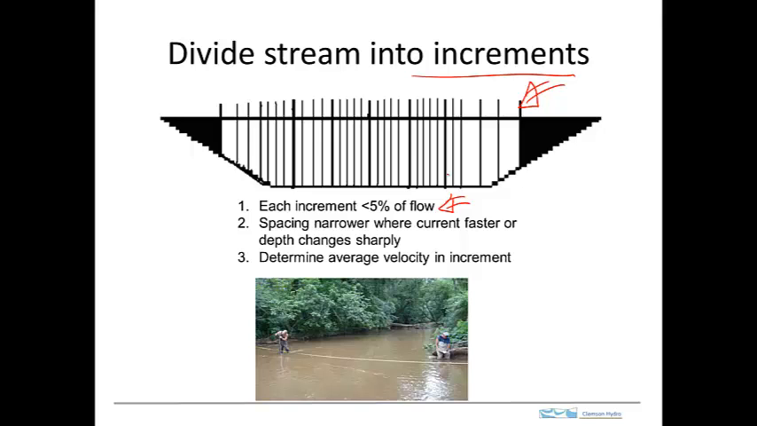Probably between 5 and 10%, I would say, of the total flow. So you want to take the width of the stream and divide it into at least 10 increments, and probably 20 would be better. You could select how the increments are distributed based on the current, but you could also, at least as a first cut, just make the increments even.